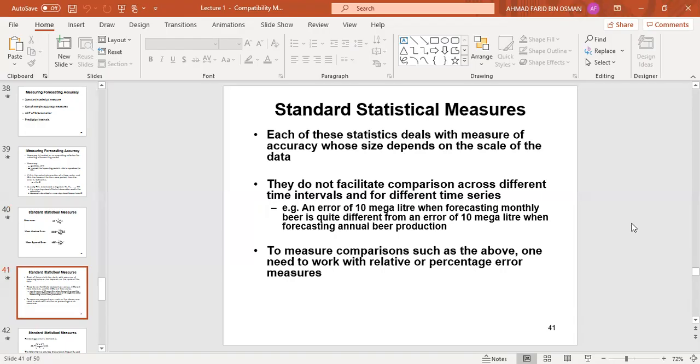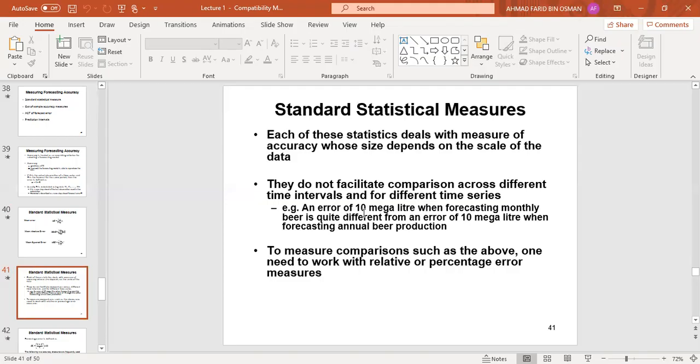For example, an error of 10 megaliters when forecasting monthly beer production is quite different from an error of 10 megaliters when forecasting annual beer production. Let's say in this case, there are different situations. The first one, we produce a forecast for monthly data. Let's say for January, the actual value is 100, but we produce a forecast of 90, so the error is equal to 10.